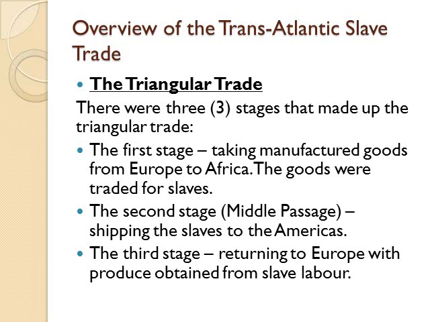The triangular trade was also divided into 3 stages. The first stage involved taking manufactured goods from Europe to Africa, like cloth, spirits, tobacco. Then the second stage was the Middle Passage, and this involved the shipping of the slaves to the Americas. And then the third and final stage was where the Europeans would return to Europe with all the profits they got from the forced labor, all the Africans' hard work. They returned with the profits from the plantations. They got cotton, sugar, tobacco, molasses.